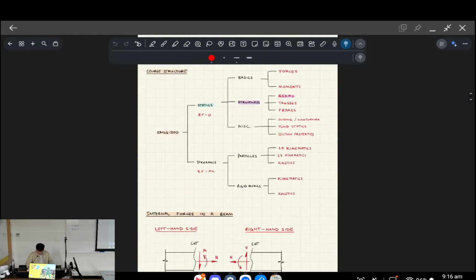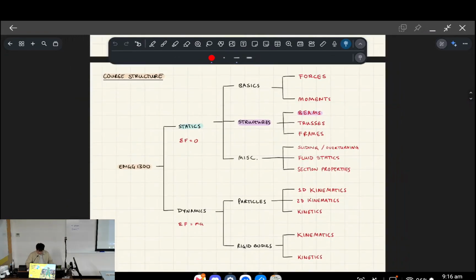Okay. So, back to the course structure. We're still talking about statics at the moment. We're not going to jump to dynamics until like week 7. We've covered the basics now, so at this point you should understand what forces and moments are and what they do. And that will be the focus of your block test on Saturday.